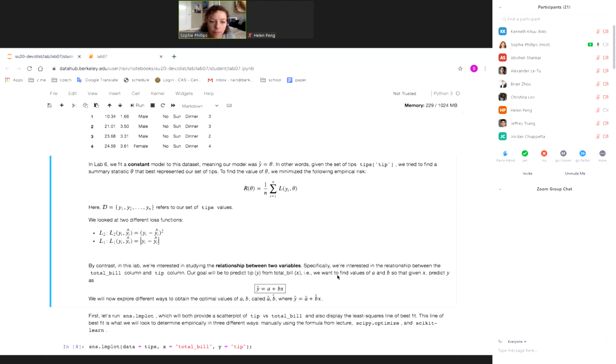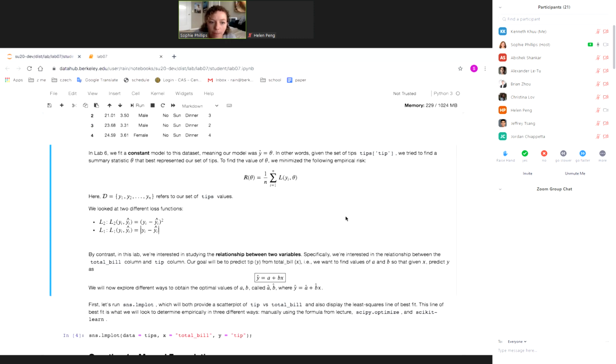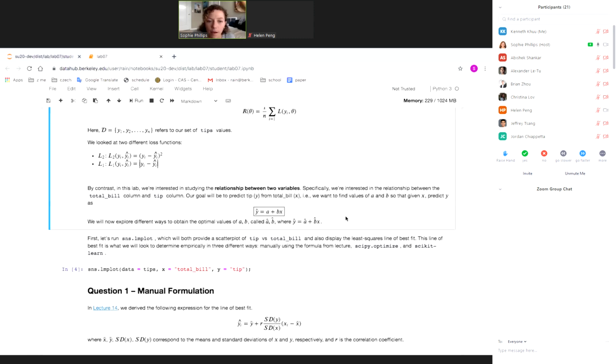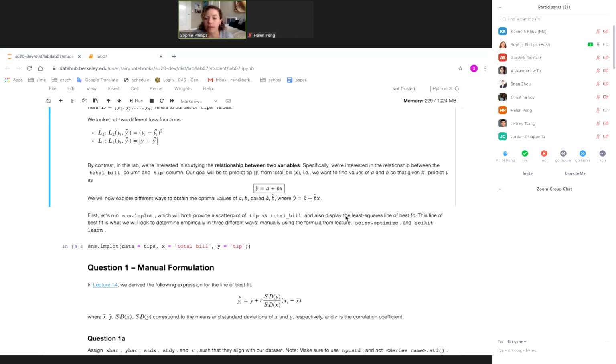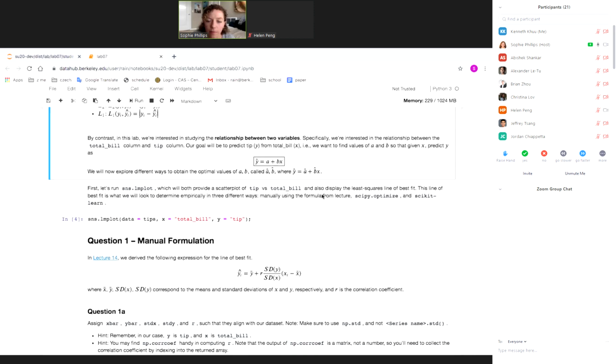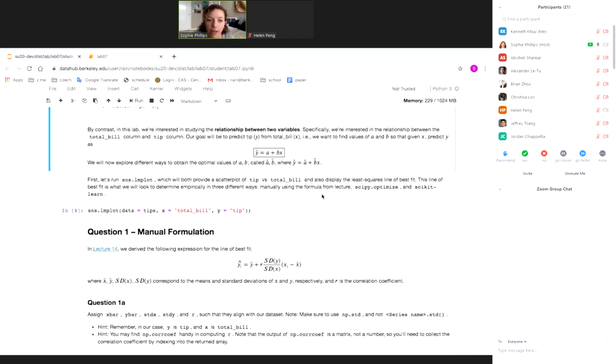So here, we also looked at 2 different loss functions. We looked at L2 loss, which involves the squared error, and we looked at L1, which is the absolute error. Now, in this lab, we're going to fit a model predicting using the bill. So we're going to have to fit 2 parameters rather than 1. We're going to fit an intercept term and a coefficient for this total bill variable. And the optimal values we call a hat and b hat.